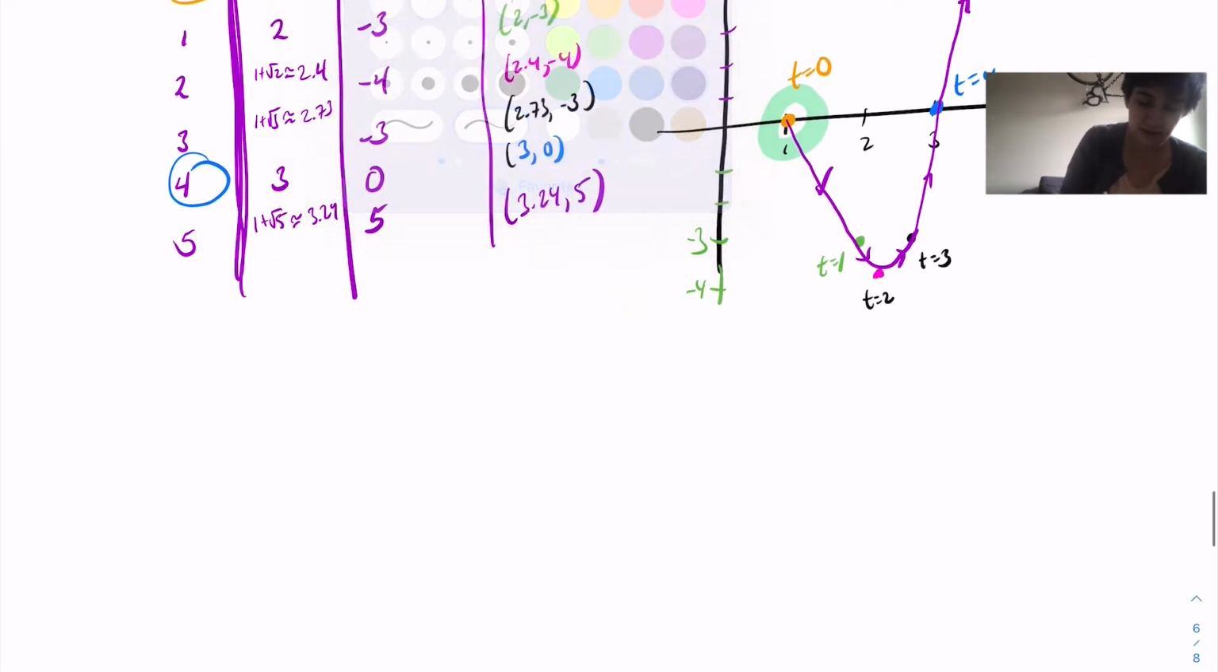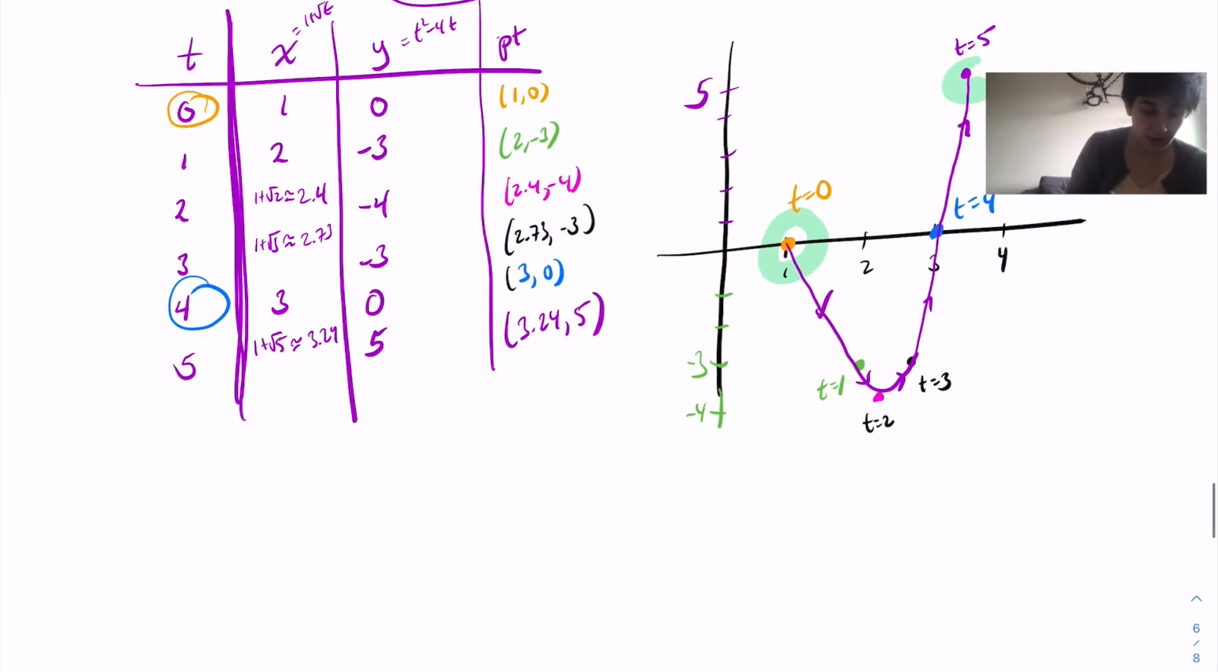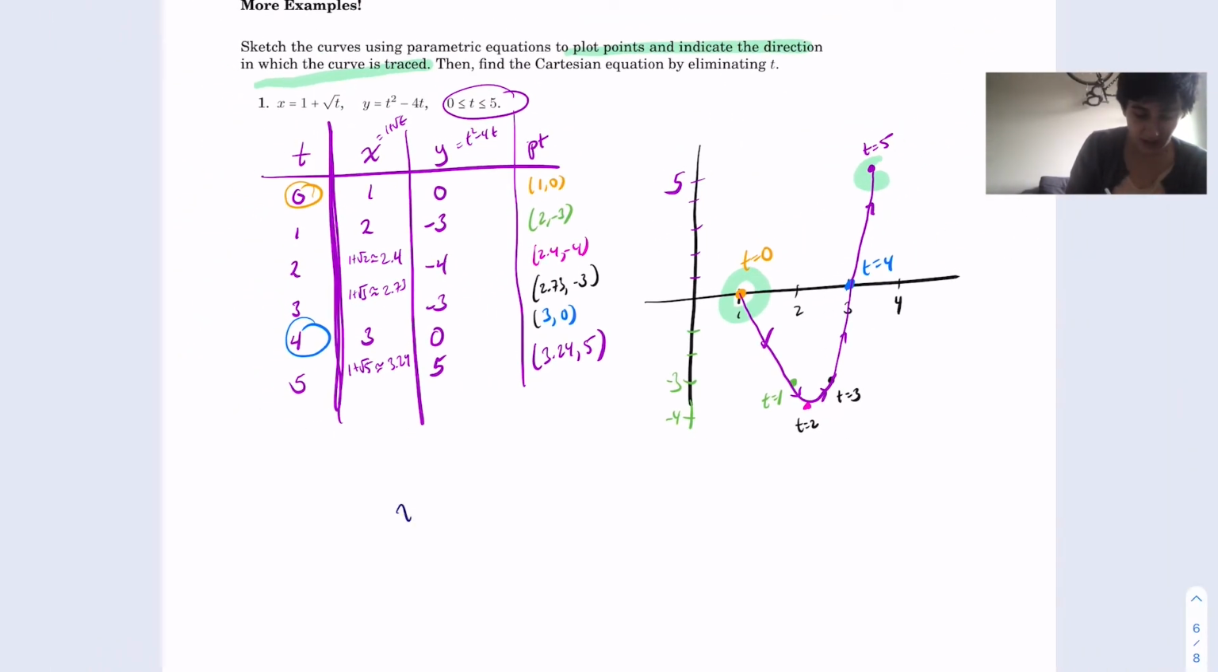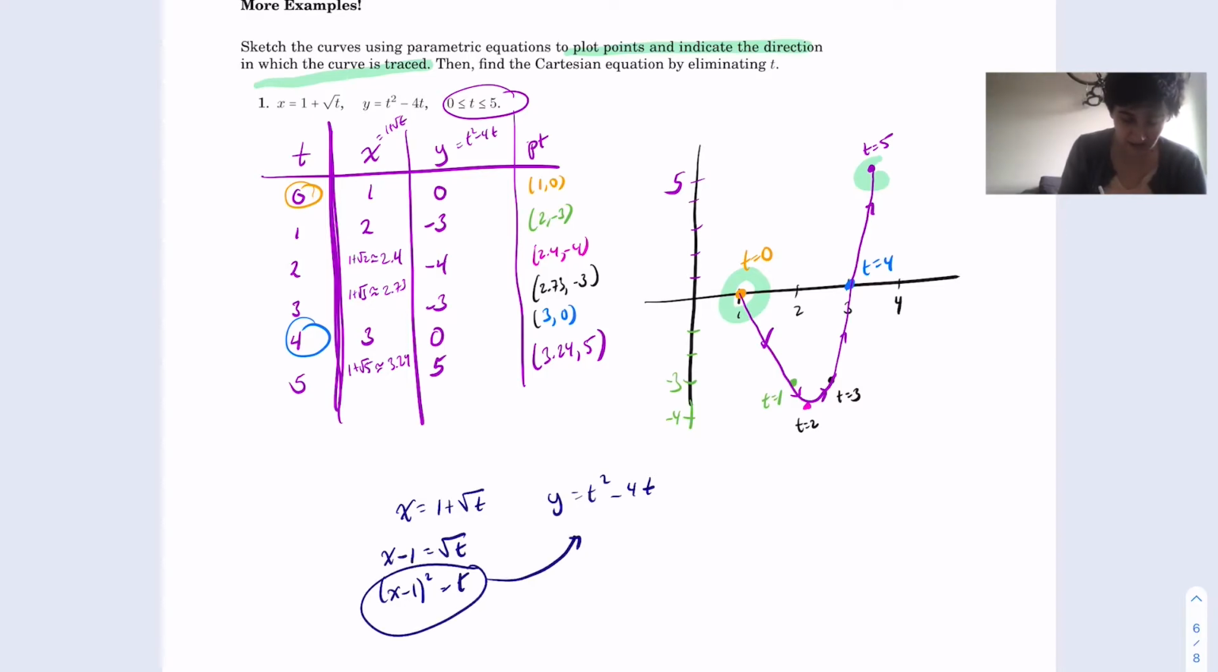So let's do this. I have x equals 1 plus root t, and y equals t squared minus 4t. So x minus 1 is equal to the square root of t, and x minus 1 all squared is equal to t.